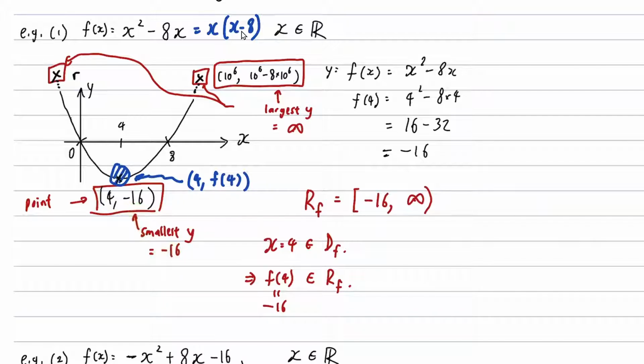Then how about other points that contain the largest y? You look at all the other points. You realize that actually the graph goes all the way to the left and to the right, so that means they will have a y coordinate that is positive infinity. Agree? Essentially, largest y is positive infinity. So that means that your range of f will be smallest y, largest y, so minus 16, infinity.